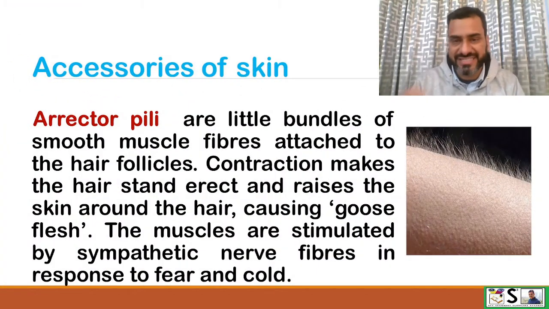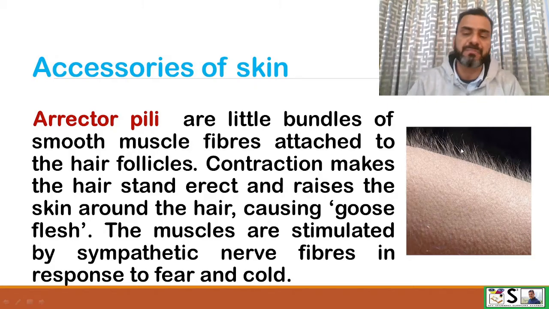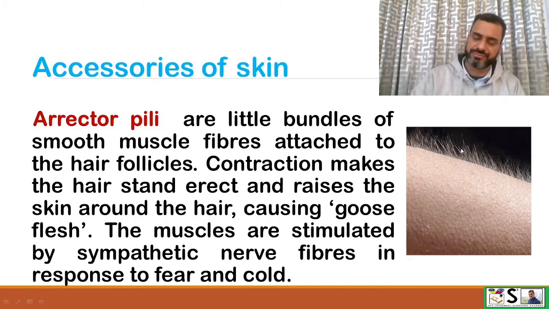The next accessory of the skin is the erector pili. These are little bundles of smooth muscles. They are attached to the hair follicles. Contraction of these muscles makes the hair stand erect like this and raises the skin around the hair, causing goose flesh. The muscles are stimulated by sympathetic nerve fibers in response to fear or cold.